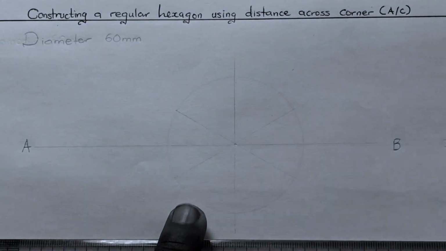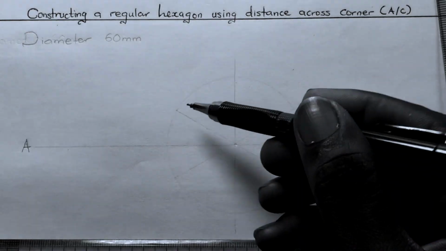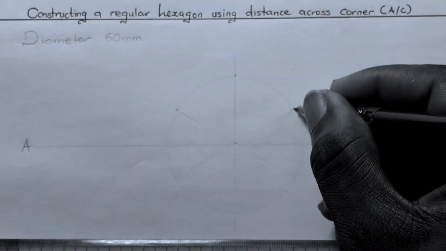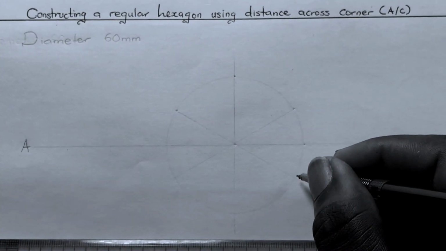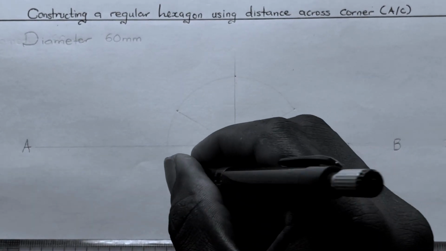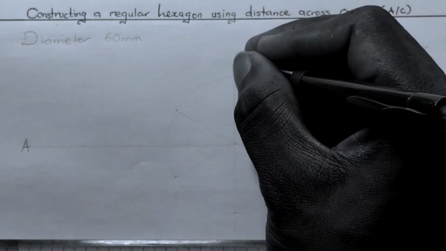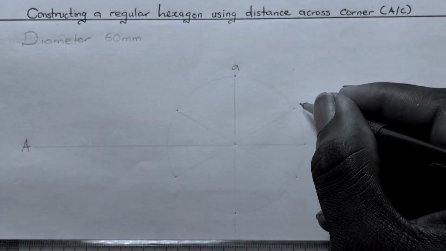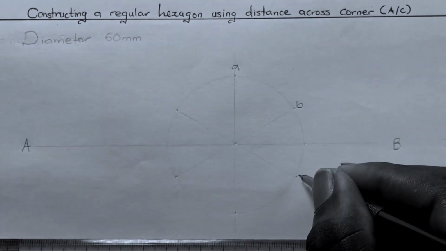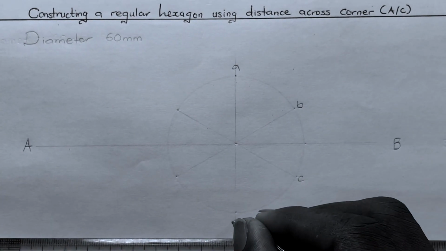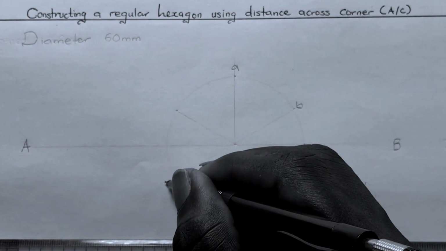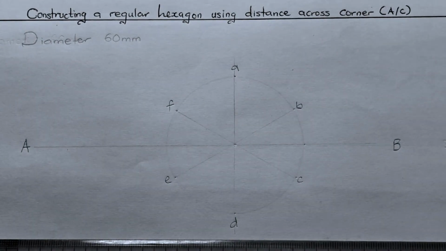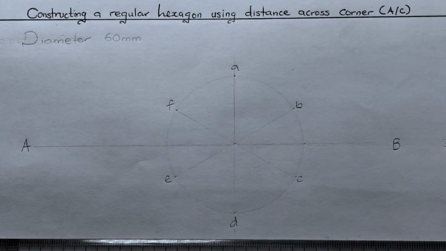So after that, the next thing is to join those points at which the line touches each part of the circumference of the circle together. So we label this as point A, point B, point C, point D, point E, and point F. So joining those points together, we have our hexagon.